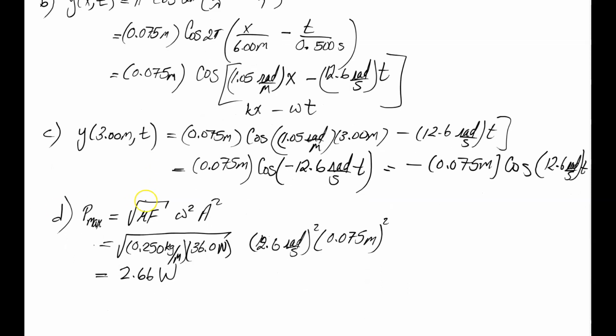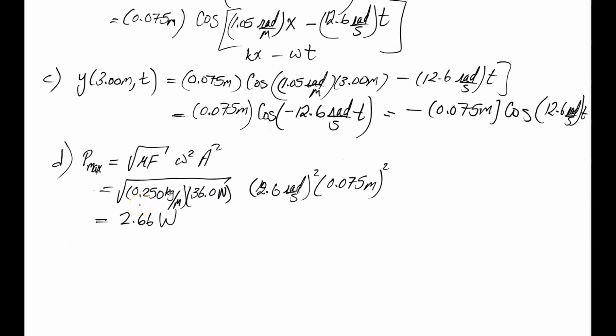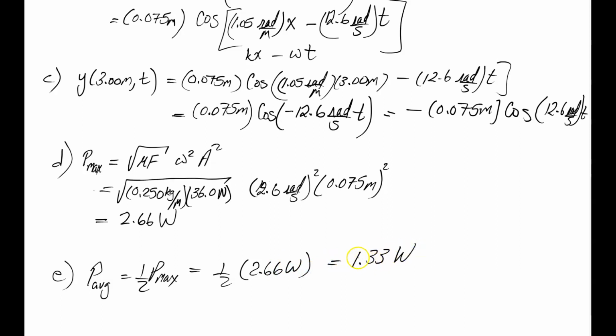Continuing on to part E, what is the average power? The average power, one way we can find that is half of P max, which is 1/2 times 2.66 watts, which is 1.33 watts. And then we're asked at the final part, it says, as the person tires, the amplitude decreases. What is the average power when the amplitude is at a certain point?